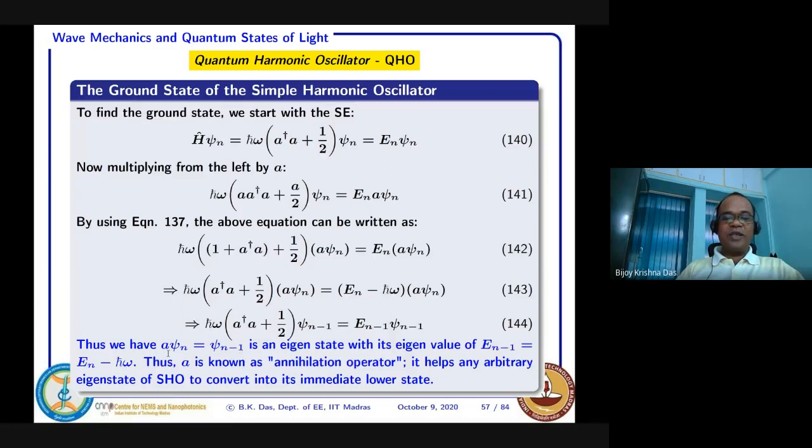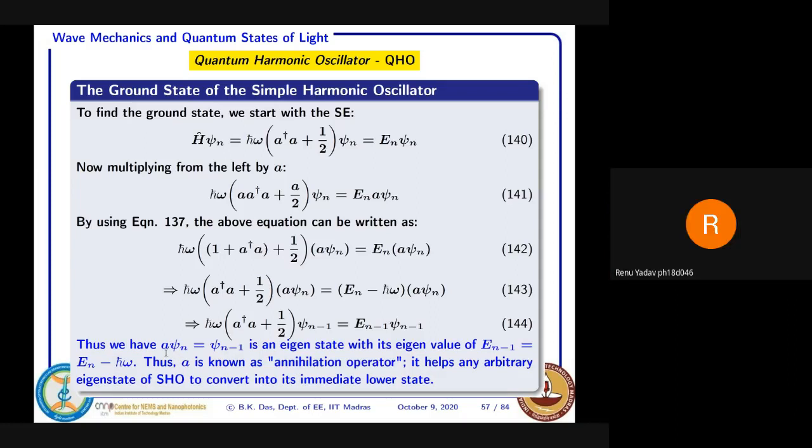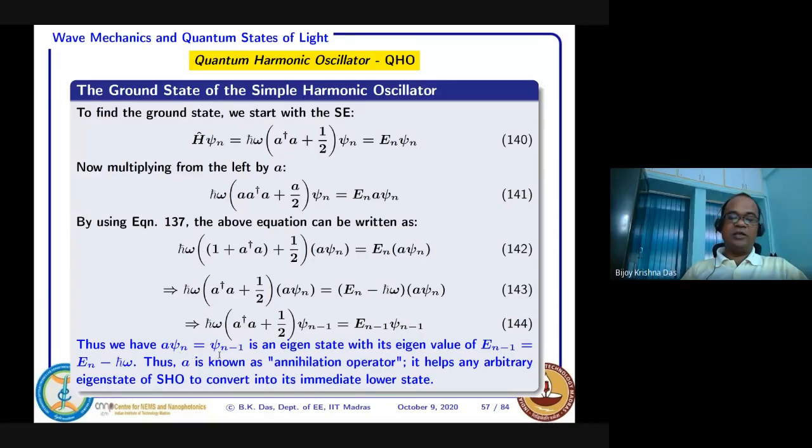So if you operate A dagger on psi n, what will you get? Can anyone answer? Renu, tell me: if you operate A dagger on psi n, what are you supposed to get? The upper state, one state above En. You will get psi n plus 1.